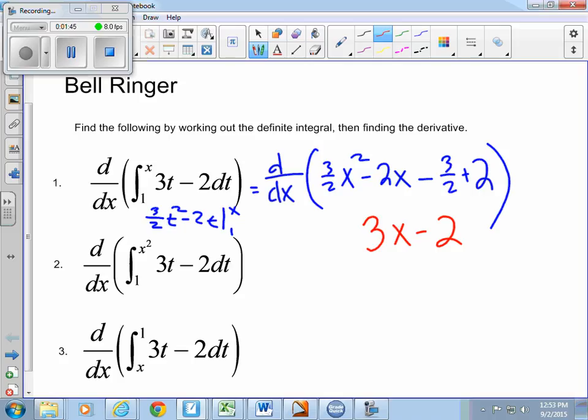I feel like I could have done that a little faster. I feel like maybe that was a waste of my time. Maybe. You see it yet? What did I get? Why would I get the exact same thing that I had in the integral?